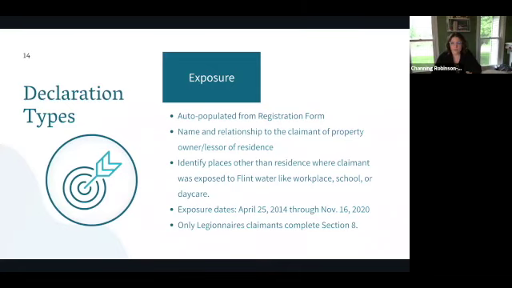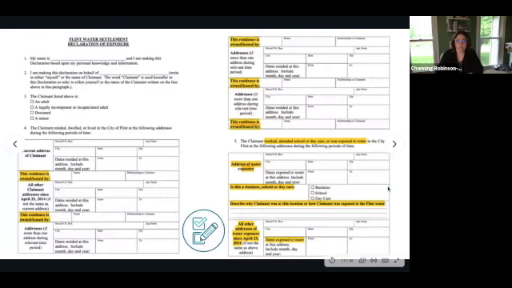Now, there are several prompts on the exposure declaration form. One relates to your exposure period from April 25th, 2014 to 2016. And the second relates to your exposure between 2016 and 2020. Okay, so really you're just identifying the time period when you were exposed, okay? And now on the declaration form, you're only going to complete Section 8 if you suffered from Legionnaire's, if you were diagnosed with Legionnaire's disease. And I think we have a picture of the form.